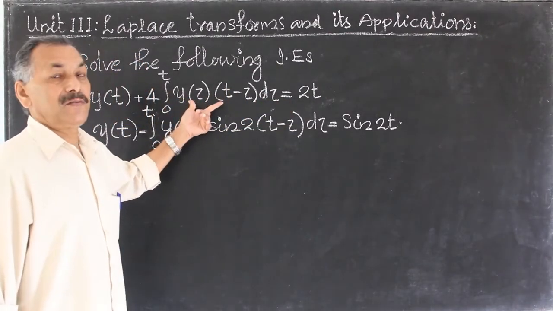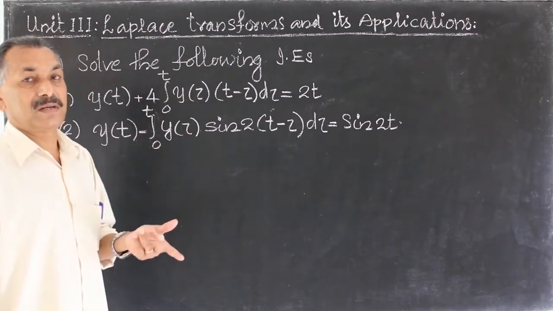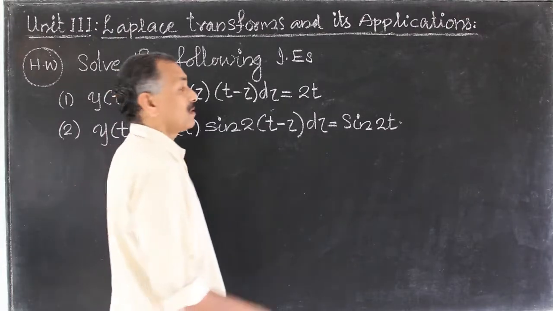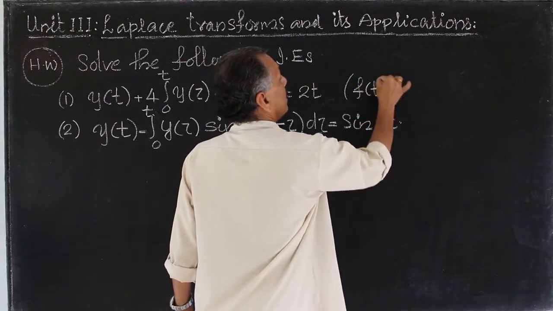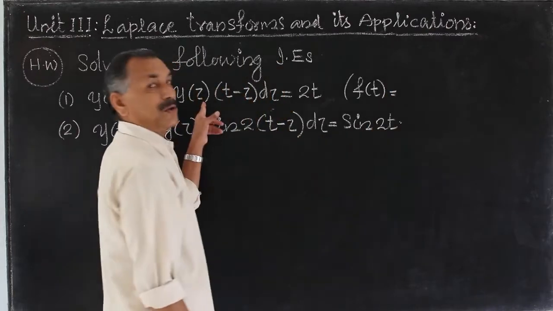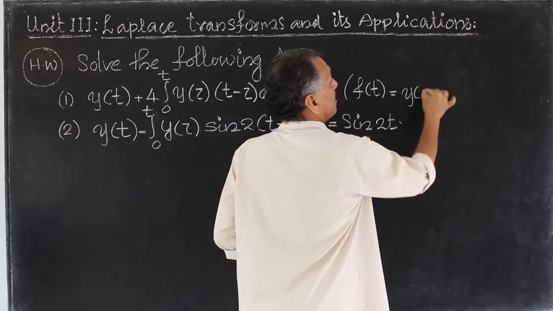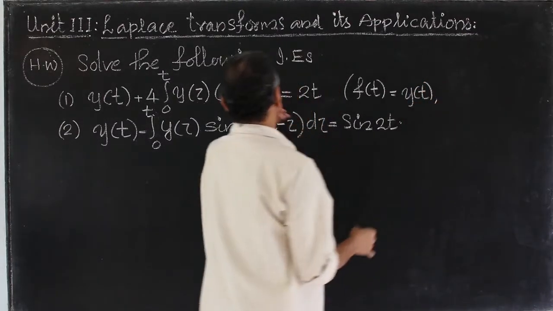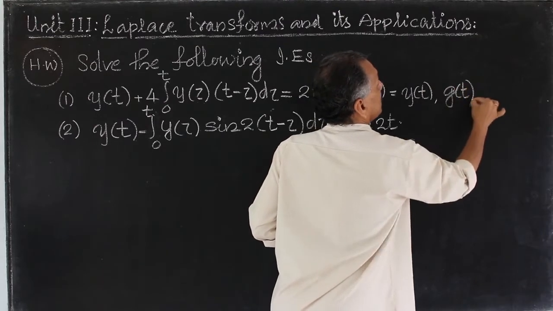Now, first we represent the term inside the integral as a convolution. Then what is f of t here? f of t is equal to y of t. And what about g of t? g of t is equal to t.